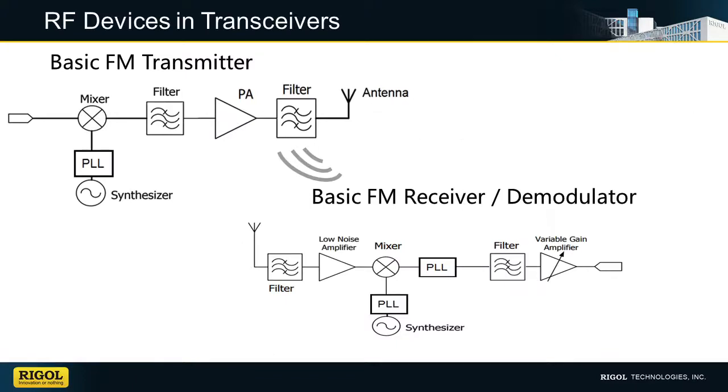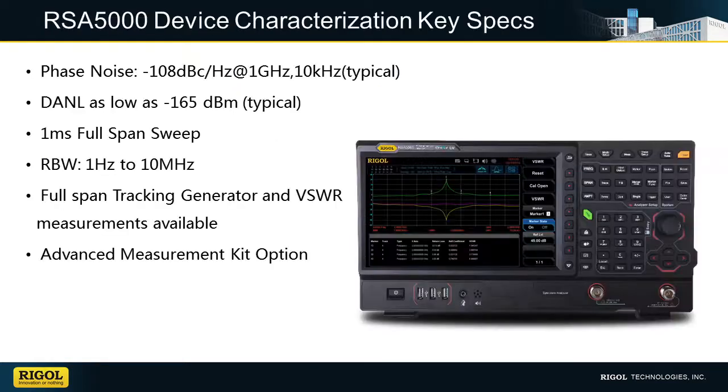Devices of interest that often need to be characterized or verified within a transceiver setup include antennas, filters, mixers, amplifiers, and phase lock loops. Many of these components are best characterized using a spectrum analyzer with a tracking generator. High-performance specifications including low phase noise, displayed average noise level, internal preamplifiers, and more resolution bandwidth settings are also important to being able to confidently verify a design's performance.